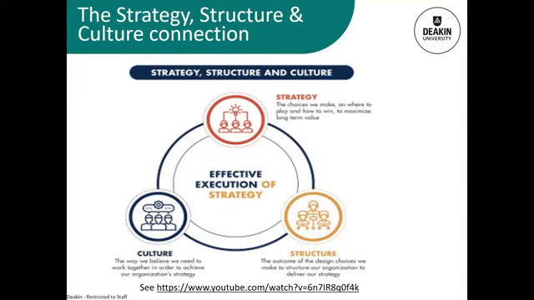And you've got to have a culture that supports the strategy and structure, because if you've got people in the organisation that are working for you that don't believe in the strategy, or maybe don't even care about the strategy, then they're not going to work towards that strategic goal. So managing the culture is really key to making sure that you are effectively achieving your strategy. So the connection between the three is really important.